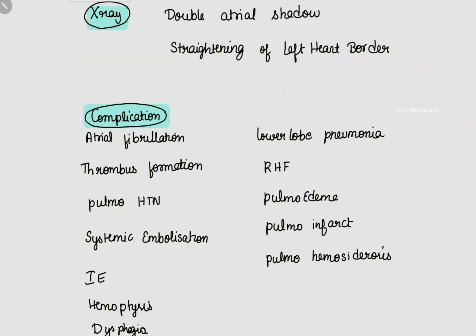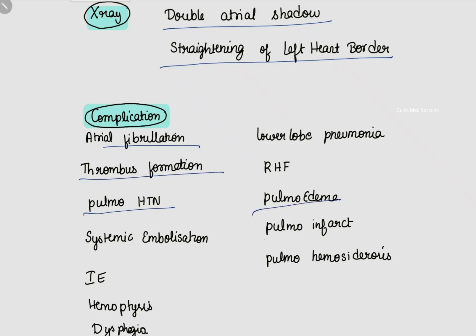The radiological features include double atrial shadow, straightening of the left heart border. Complications: atrial fibrillation occurs, thrombus formation, pulmonary hypertension, pulmonary edema, pulmonary infarction, pulmonary hemosiderosis. Then we also get systemic embolization, infective endocarditis, hemoptysis, dysphagia, lower lobe pneumonia, right heart failure.